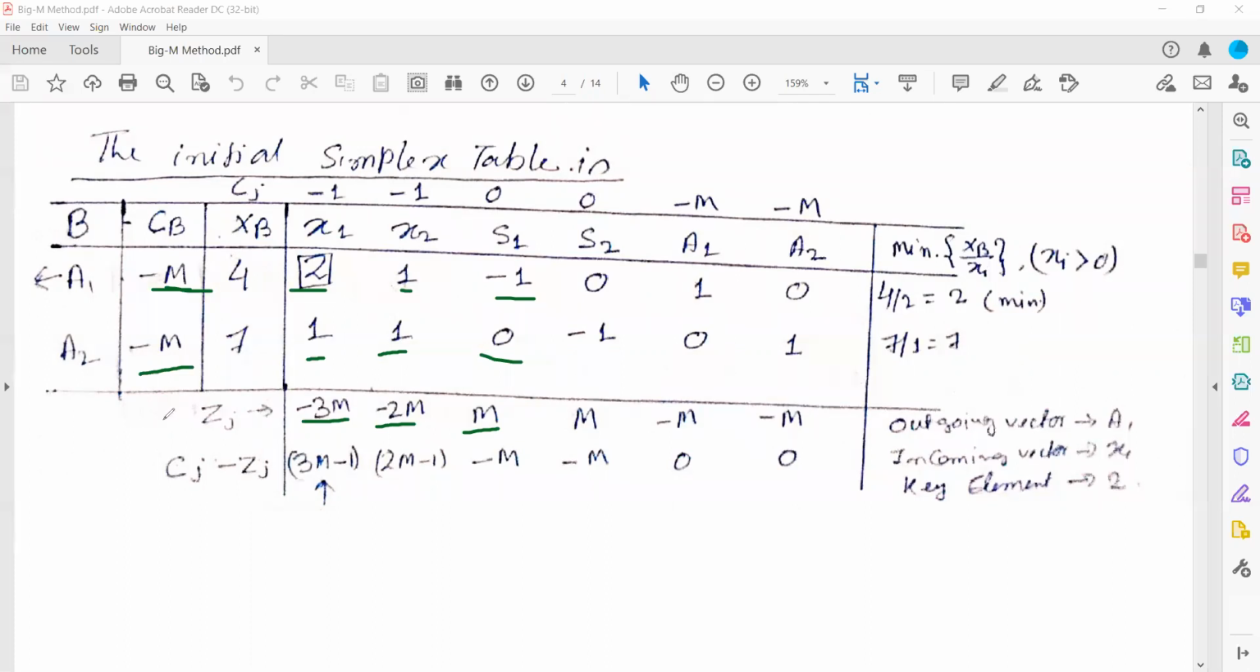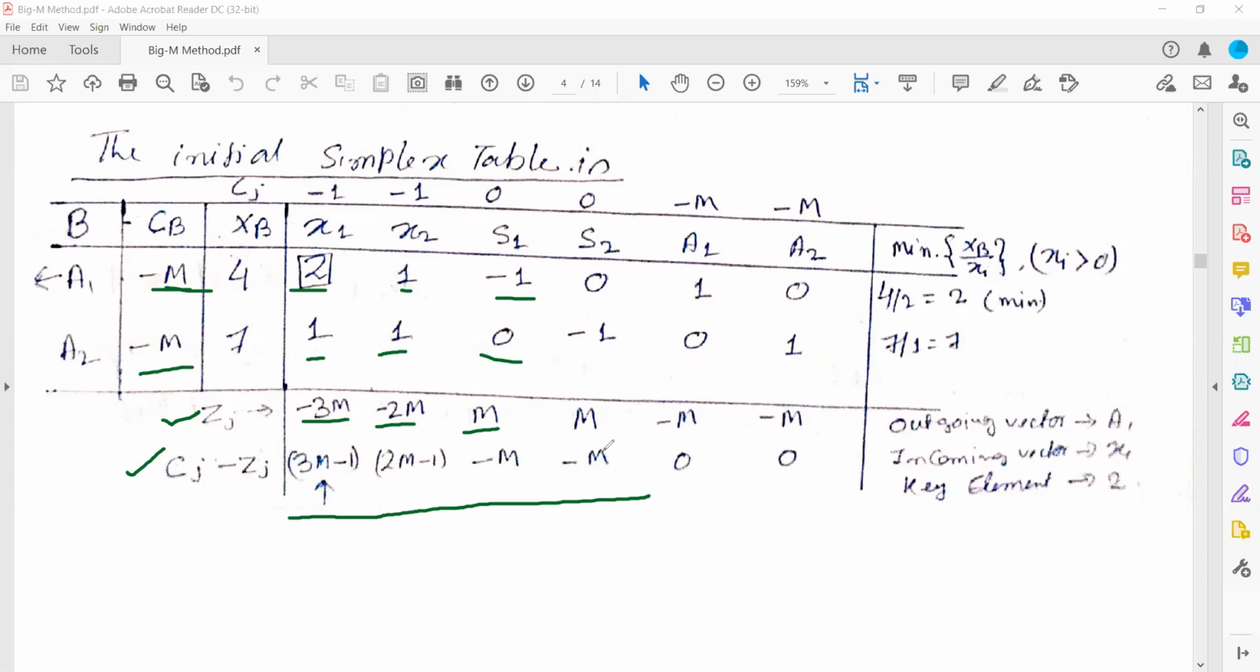So find ZJ. Then you find CJ minus ZJ. CJ is this one, and from this you subtract ZJ. So what will you get? Minus 1 minus minus 3M, so 3M minus 1. Then minus 1 minus minus 2M, so 2M minus 1. Then 0 minus M is minus M, 0 minus M is minus M, then minus M minus M, and minus of minus M, that will be 0. Now you need to check, are there any positive values?